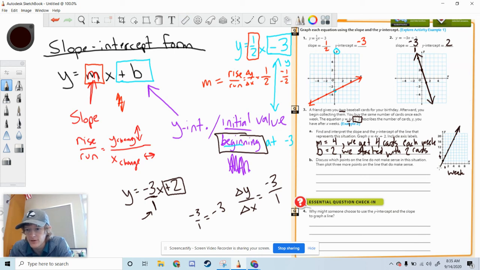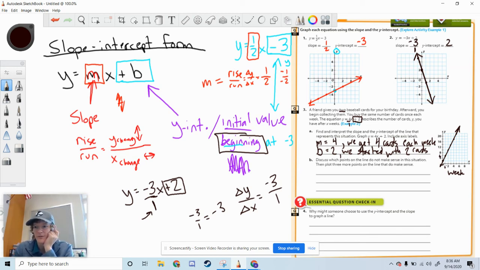Okay. Now remember our line does kind of go off into negative. It does go into infinity. Let's see. Discuss which points on the line do not make sense in this situation. So let's think. Does it make sense to have negative points? Can I have negative weeks? Like before this guy started giving me cards, and before I started with 2, before I started getting more cards, negative 1 week ago, did we have negative cards? That really doesn't make sense, does it? So describe which points on the line don't make sense.